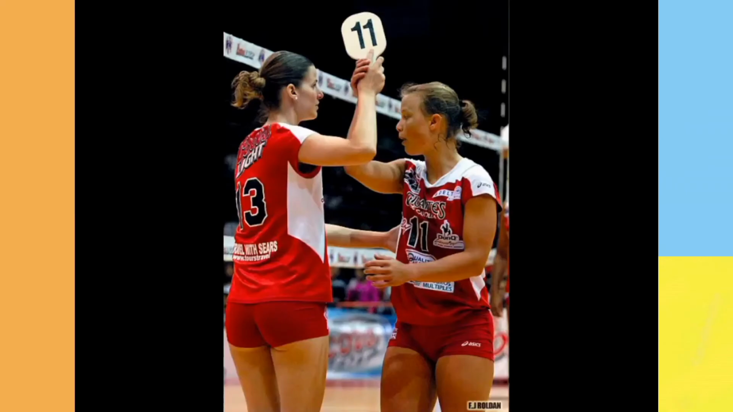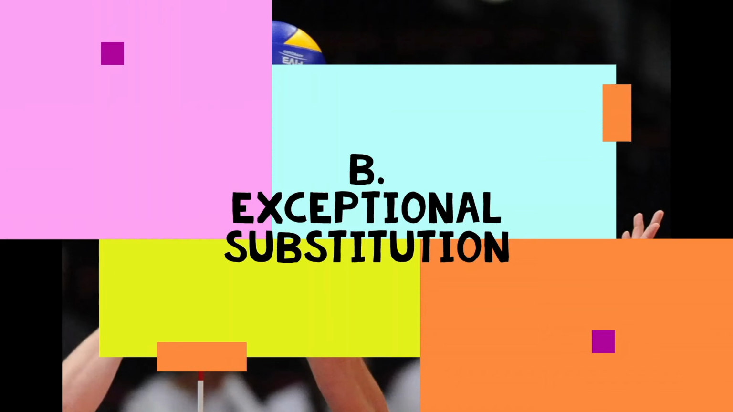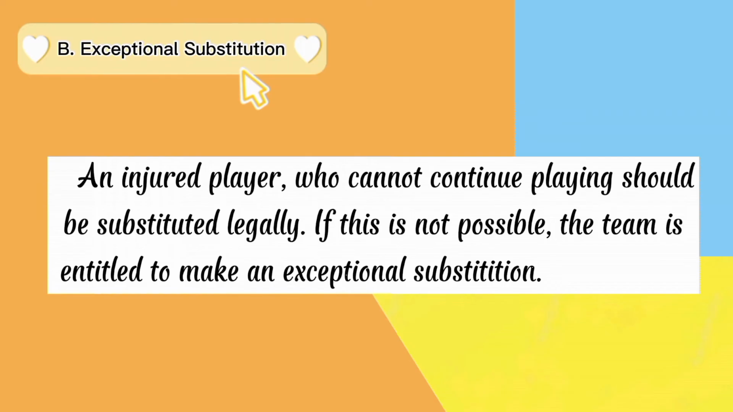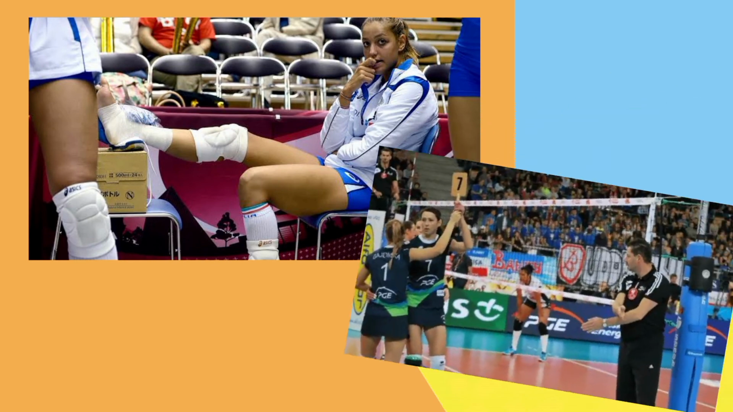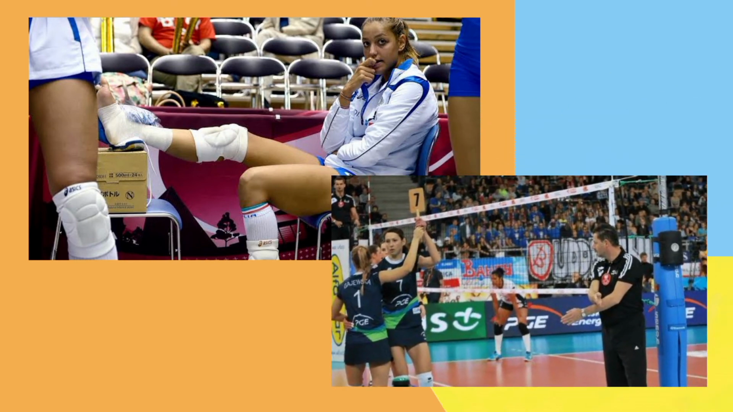And last, a substitute player may enter the game, but only once per set in the place of the starting lineup player, and he/she can only be replaced by the player whom he/she replaced. B. Exceptional substitution. An injured player who cannot continue playing should be substituted legally. If this is not possible, the team is entitled to make an exceptional substitution.